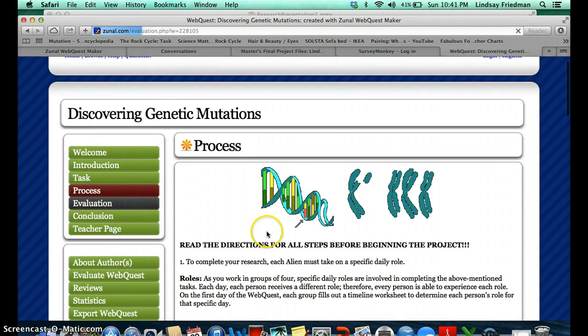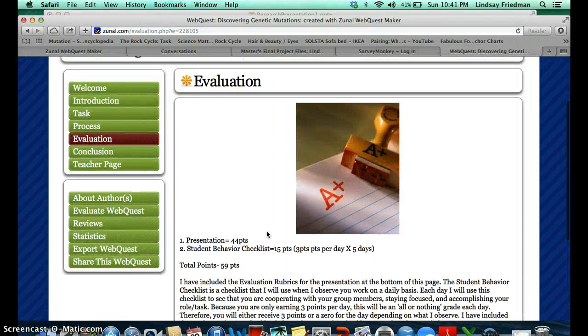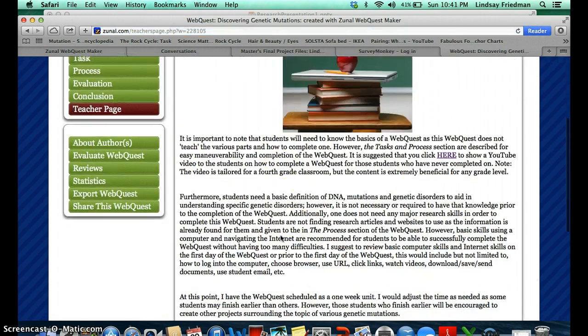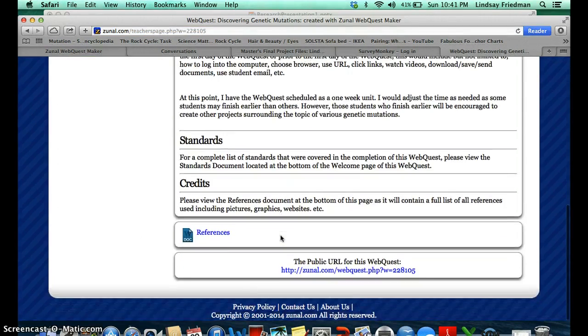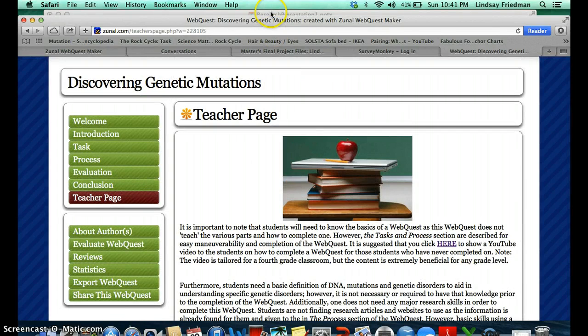There was an evaluation page. So it showed how the students were going to receive his or her points. There was a conclusion page where they could find more information. And then there was also a teacher page that gave advice to the teachers on how to implement this WebQuest into their classroom.